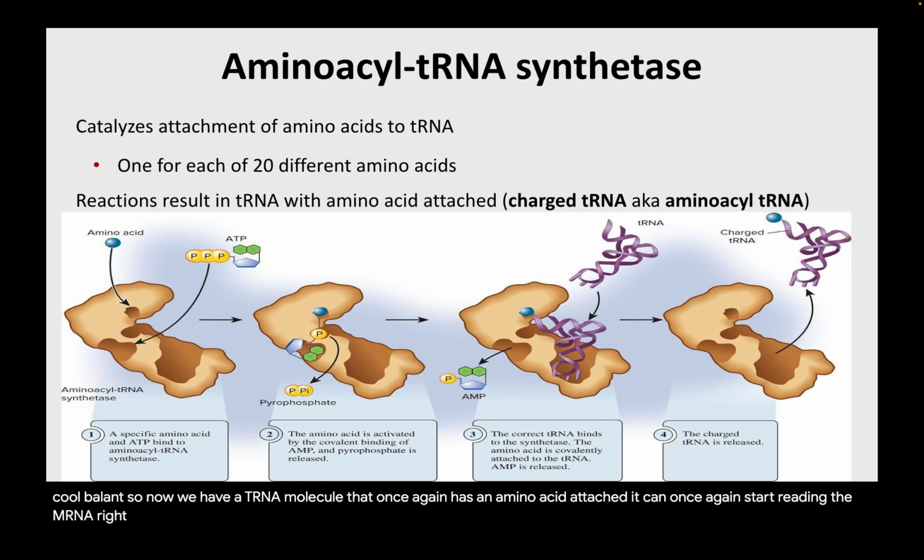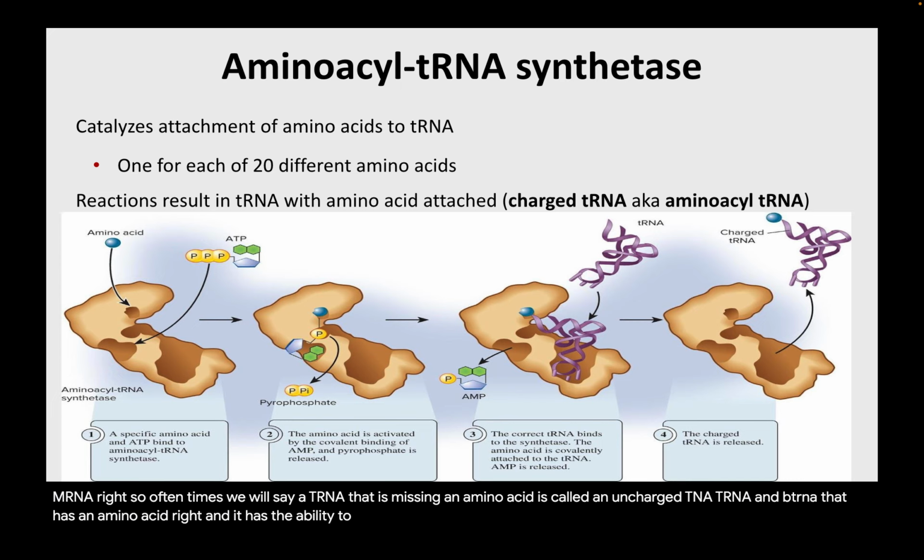Right? So oftentimes we will say a tRNA that is missing an amino acid is called an uncharged tRNA. And the tRNA that has an amino acid, right, and it has the ability to give it away to help grow a polypeptide, is a charged tRNA. Also known as an aminoacyl tRNA. I think charged and uncharged is easier to remember.